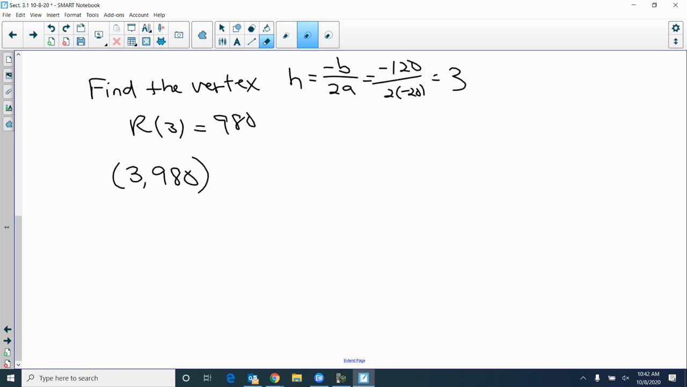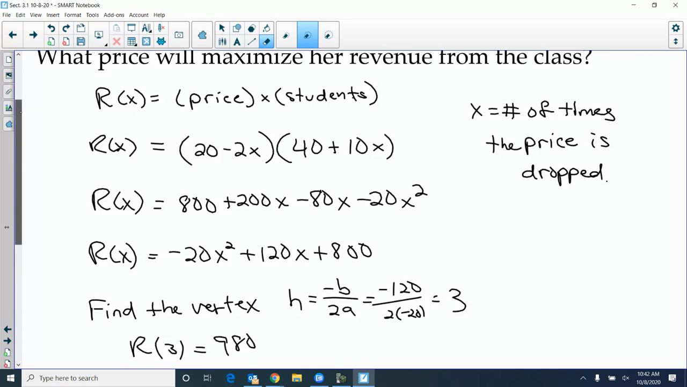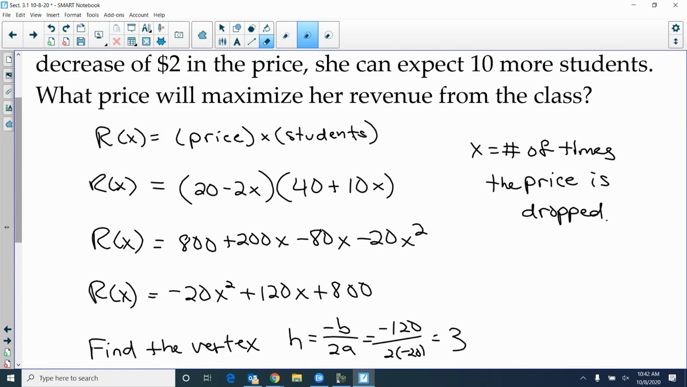Now, where'd that come from? It's not 980. I wouldn't want to charge $980 a person. But right here, we said the price was 20 minus 2x. The number of students was 40 plus 10x. So x is 3, right? So the price is equal to 20 minus 2x, which is going to be $14.